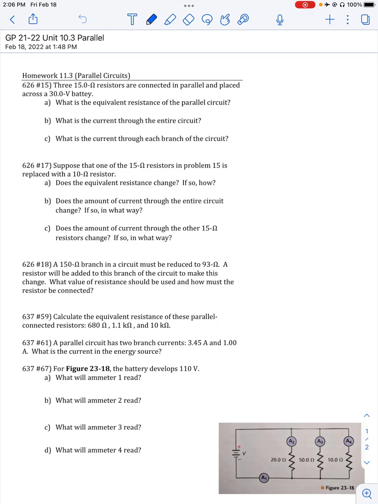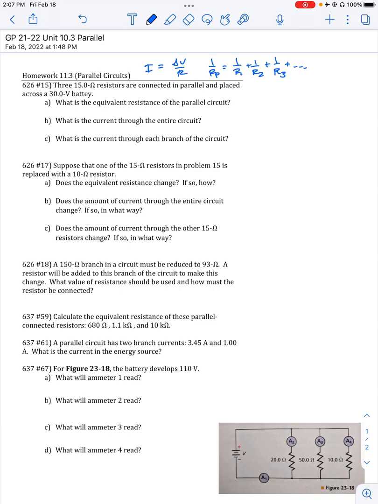All right, 10.3, here we go, parallel circuits. Again, we're going to use I equals delta V over R. And then to do parallel, it's going to be 1 over RP equals 1 over R1, plus 1 over R2, plus 1 over R3, plus the rest of the story.